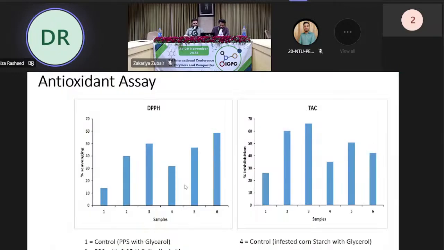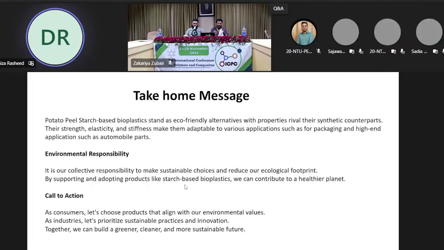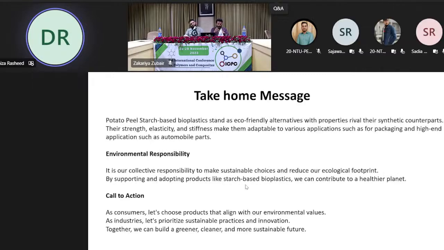So what is our take-home message? Like, potato peel starch-based bioplastics stand as eco-friendly alternatives with properties that rival their synthetic counterparts. Their strength, elasticity, and stiffness make them adaptable to various applications, such as packaging and high-end applications such as automobile parts. And definitely environmental responsibility.